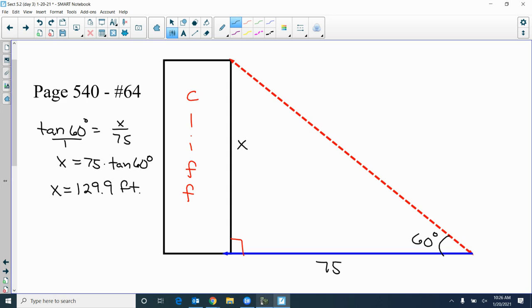All right, take a look at number 70. Okay, see if you can draw it out. See if you can create the situation.